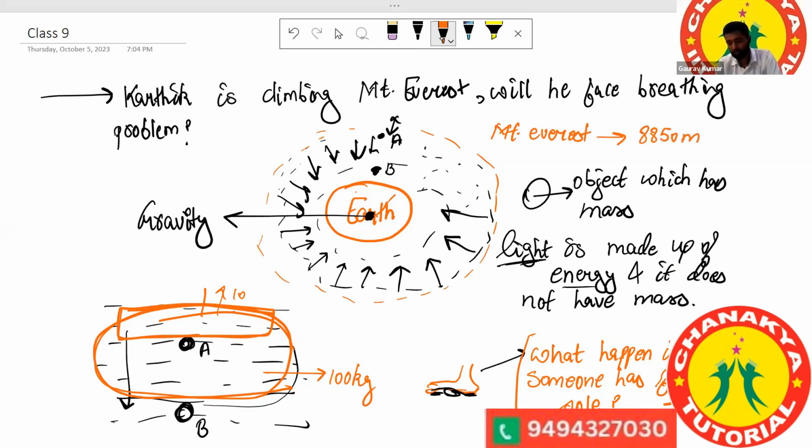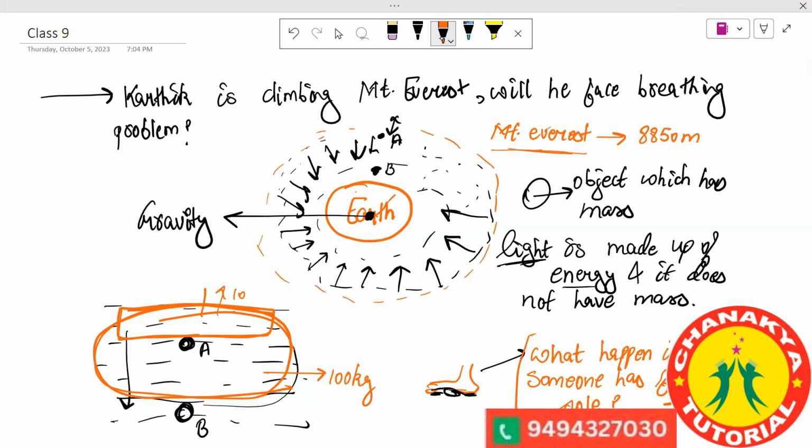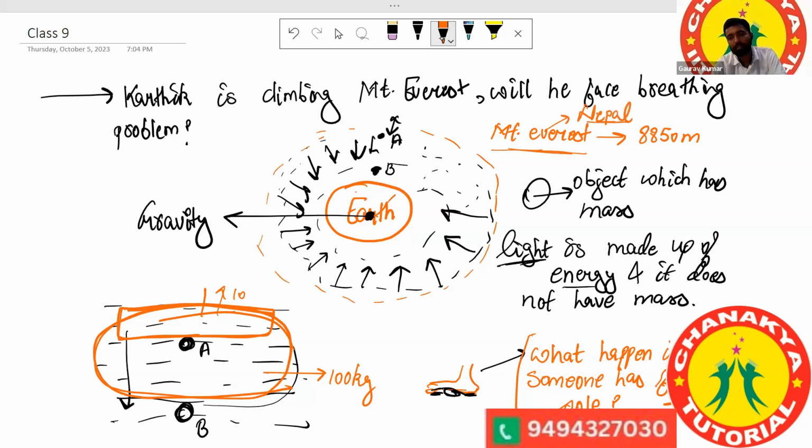Why am I taking Mount Everest? Do you know which mountain has the maximum height, the highest peak? Mount Everest, sir. Yes. So Mount Everest has the highest peak in the world. And do you know where it is situated? Nepal. In Nepal. Good. So this mountain is situated in Nepal, and it has the highest peak in the world.